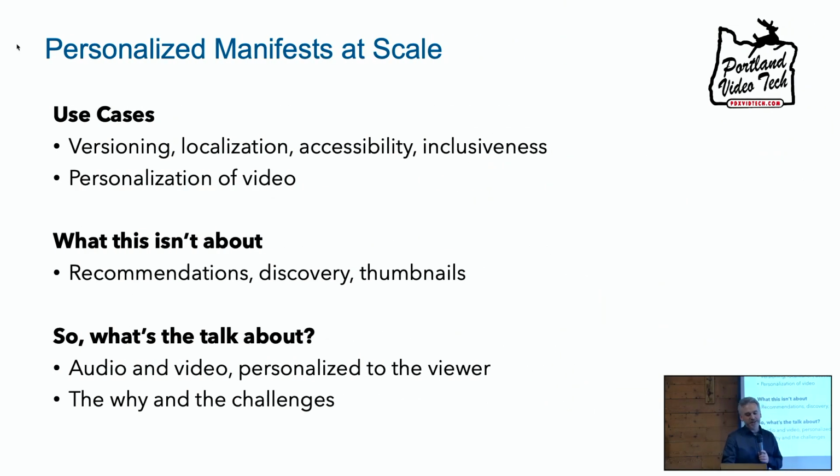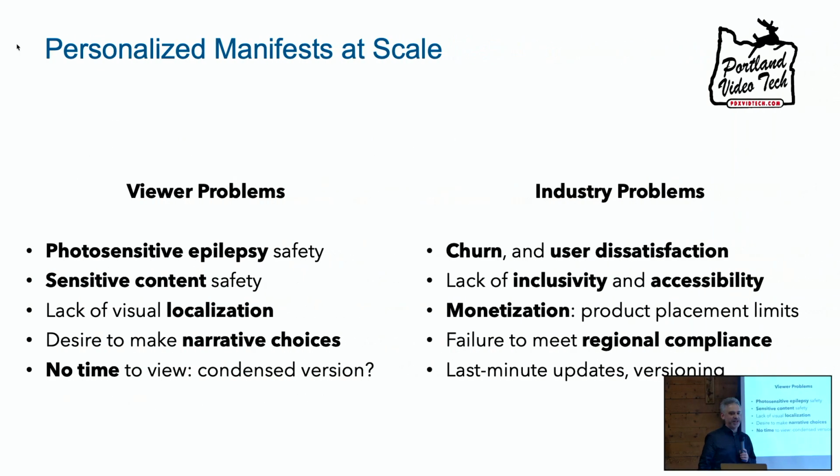But about personalized manifests at scale. So there's some use cases to do this. So versioning, localization, accessibility, inclusiveness. But what this talk isn't about is recommendations. So when people in this industry talk about personalization, it'll be like, hey, you get your own thumbnails, or the most engaging thumbnail, or whatever, or recommendation or discovery will be better. But no, this is about actually showing a different video stream to a different viewer. And I'm going to talk about the why and about the challenges.